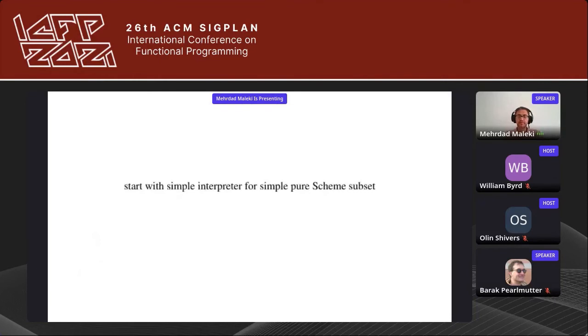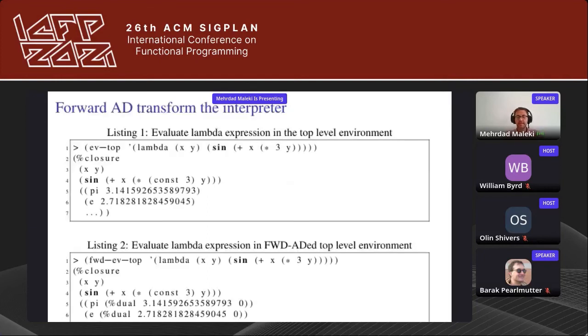But start with a simple interpreter for a simple Scheme subset. We demonstrate some evaluation of the interpreter on some simple functions. For example, here we have evaluation of the top environment, which is a standard environment for primitive functions. And here we have a function on two arguments, x and y, which calculates the sine of x plus 3y. And it returns a closure with bound variables x and y. This is the body, and the remaining part is the environment.